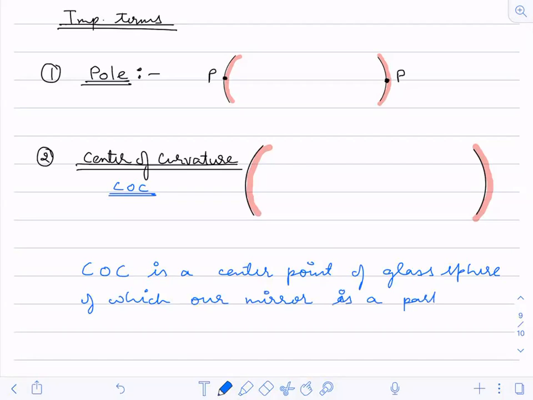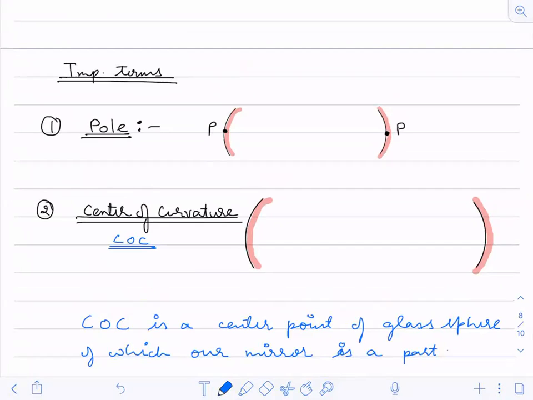So we have our mirror that is drawn in front of you. Center of curvature is the center point of a glass sphere of which our mirror is a part. Our mirror is a part of a sphere, and for that sphere, what is the center point? That point will be called the center of curvature. If I try to draw it, somewhere here you will have the center of curvature for this.